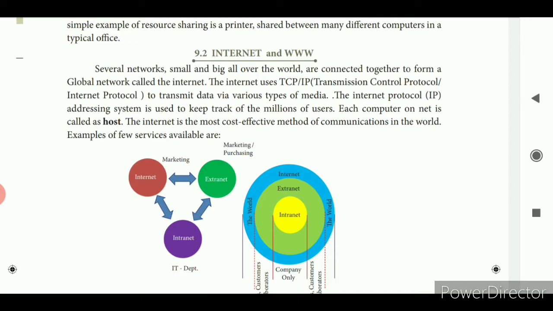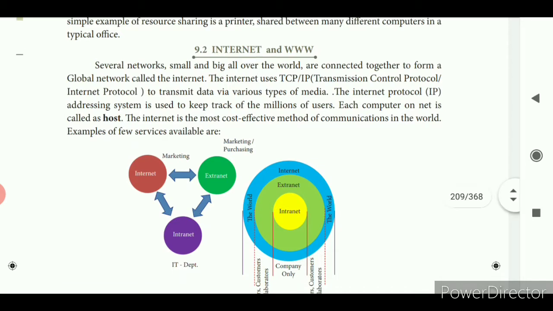For that we have some set of rules and regulations, that is nothing but a set of statements. Then the next one is IP. IP means internet protocol. So the internet uses TCP and IP to transmit data via various types of media. The internet protocol addressing system is used to keep track of millions of users. So what is the purpose of TCP? TCP is used to transmit the data via various types of media. Then what is the purpose of IP? IP is an addressing system.